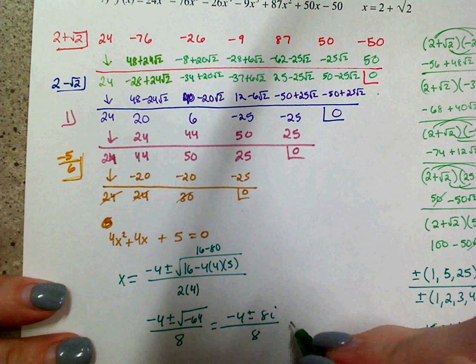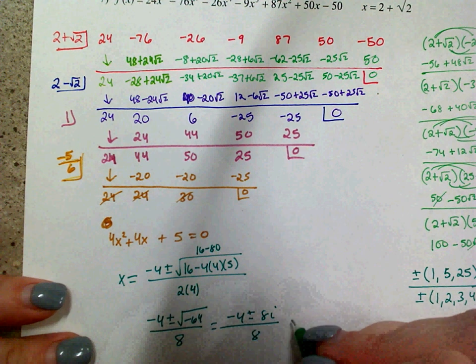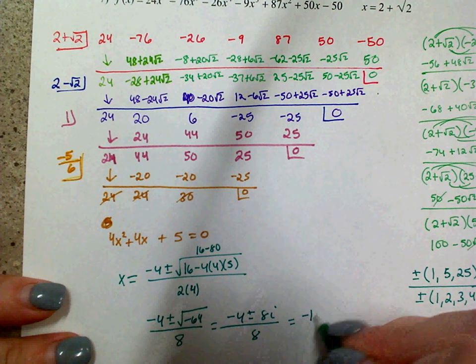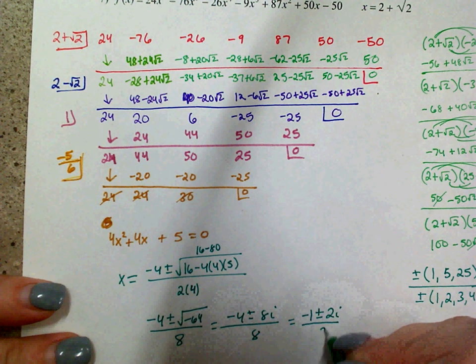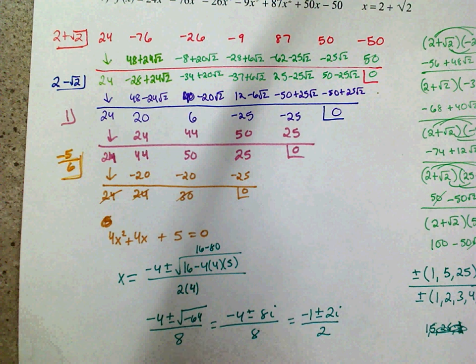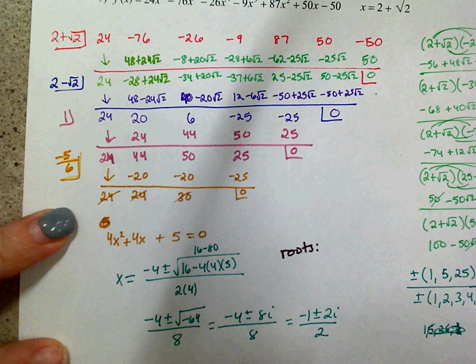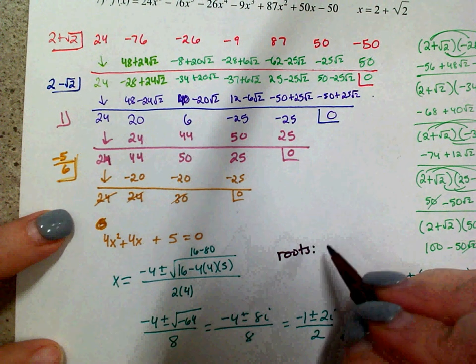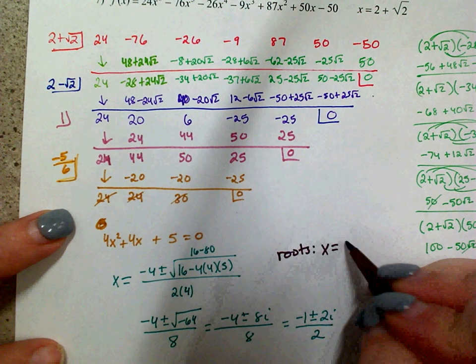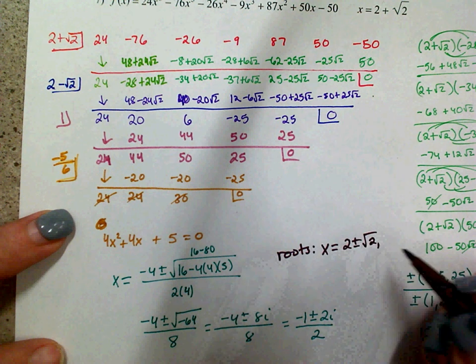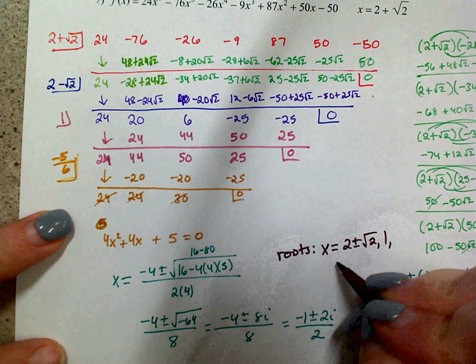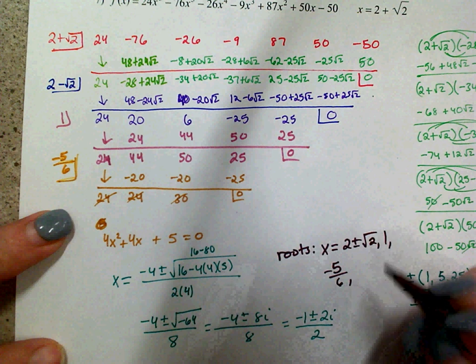So my total roots are x equals 2 plus and minus the square root of 2, 1, negative 5/6, and negative 1 plus and minus 2i divided by 2. And there you go. Okay. I hope this is helpful.